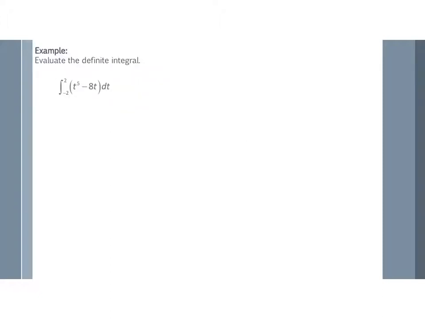Now let's look at another example. Again, we're going to find an antiderivative. This time the change up for you is that this variable is t. There's another cool little thing that we can note at the very end of this. But let's go ahead and proceed as normal. So if we go ahead and find an antiderivative, we have t to the 6th over 6 minus 8t squared over 2. And we're going to evaluate this from negative 2 to 2.